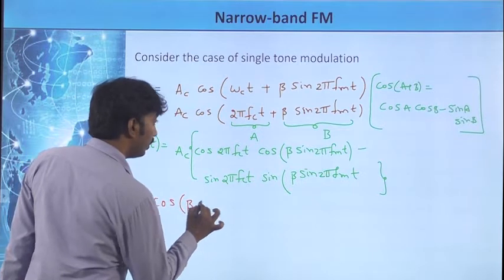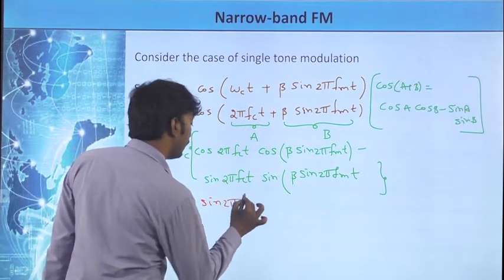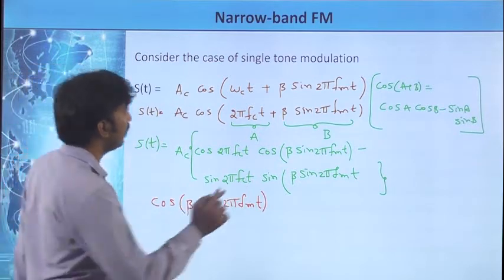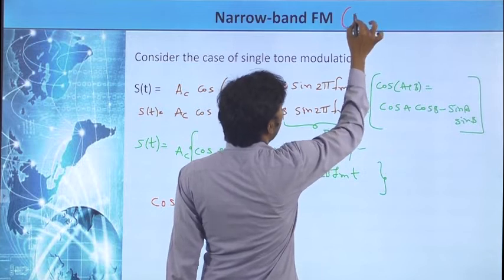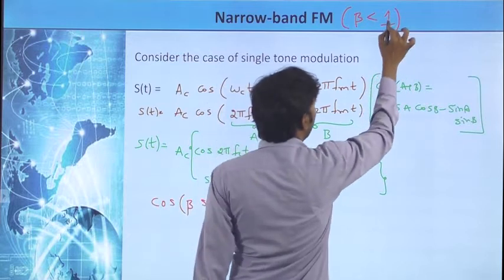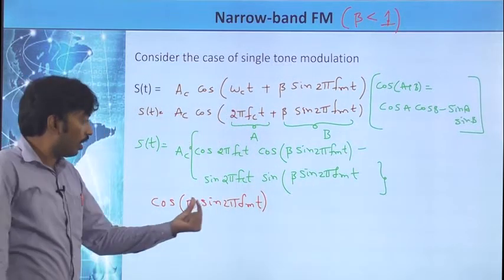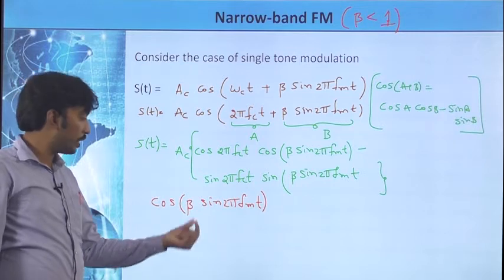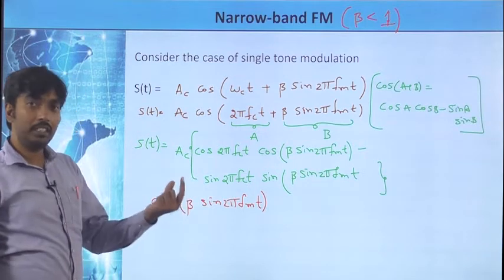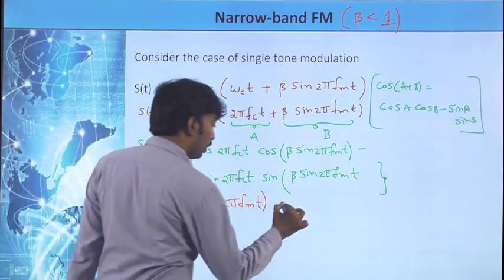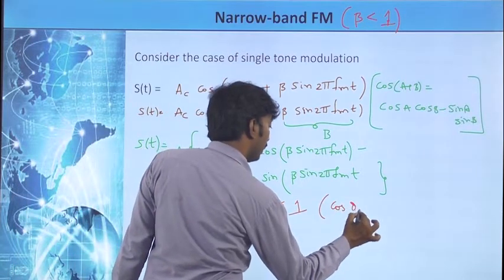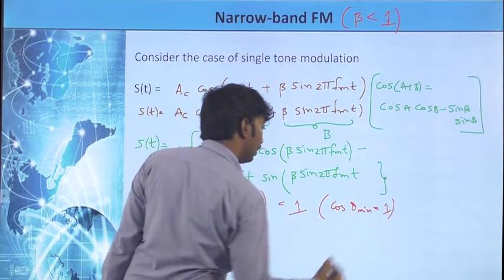Cos of beta sin. Now what is beta? Initially we are going to conclude beta is less than 1. That means beta is a small value. Now it is looking like cos theta minima. That means beta times something is a smaller value. Cos theta, theta is a minimum value, which should be equal to 1. Cos of theta minimum is equal to 1.